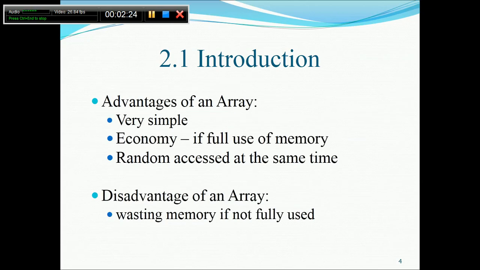Now, what are the advantages of an array? It is simple. It is economical, given that you are using the entire amount of memory you allocated for the array. Random access: because elements are controlled by indexes, you can randomly access any index directly. Disadvantage: wasting memory if not fully utilized. Suppose you have created an array of size 30 and you are just storing 5 elements, because you thought there was a possibility of 30 data. You have created an array of 30, but you get only 5 data, which means you are wasting so much space.